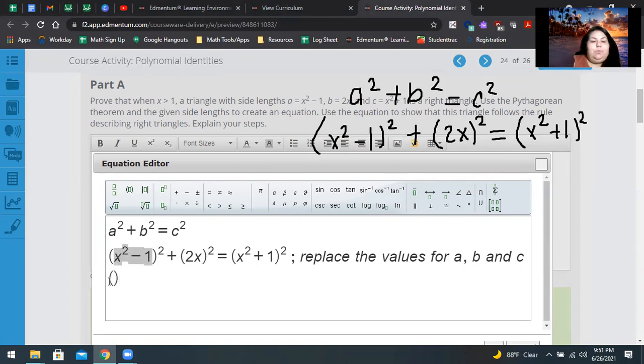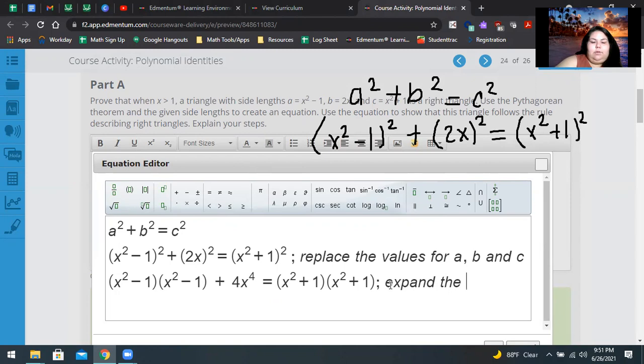So x squared minus 1 times x squared minus 1 plus, this is going to be, well, you can already multiply that out. 2x to the 2 power is 4x to the 4th power, equal to, and then you're going to expand this as well. Now, I've expanded, but I haven't multiplied. So what am I going to write here as my notes of what work I did? I just expand the form, the equation.